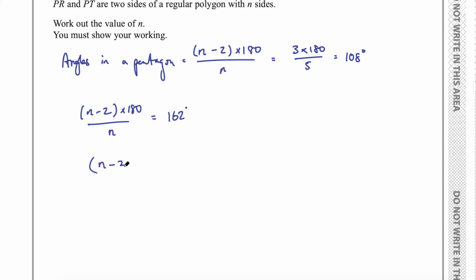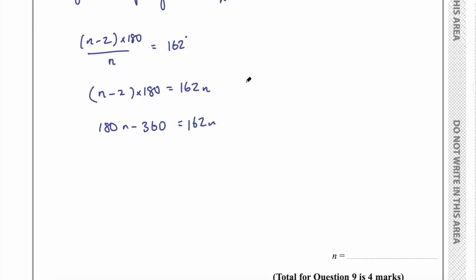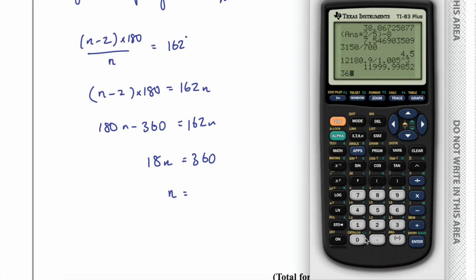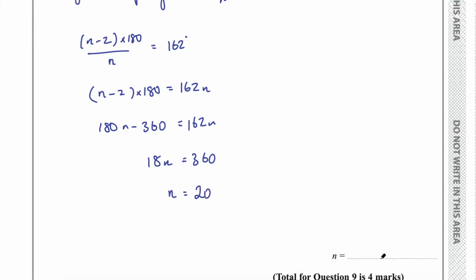So n take 2 multiplied by 180 equals 162n, and maybe expand out the brackets, so I get 180n take 360 equals 162n, and then maybe add 360 to the right hand side and take 162n from the left hand side. So on the right I'll have 360, 180 take 162, that's 18n. So then n is going to equal 360 divided by 18. I might just do that on a calculator, and I get 20. So this polygon has 20 sides. That was question 9 for 4 marks.